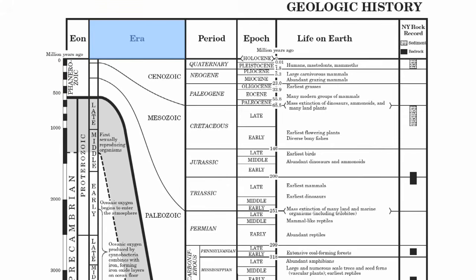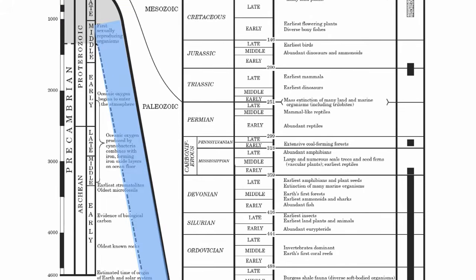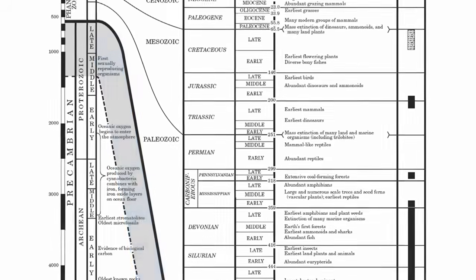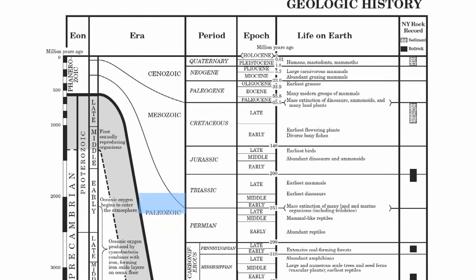Eons can be broken up into a smaller time unit called an era. When we extend down to the bottom of the chart, you'll notice that your Precambrian is also an era as well. That's not as important as the Phanerozoic eras, which include the Paleozoic, the Mesozoic, and the more recent Cenozoic.